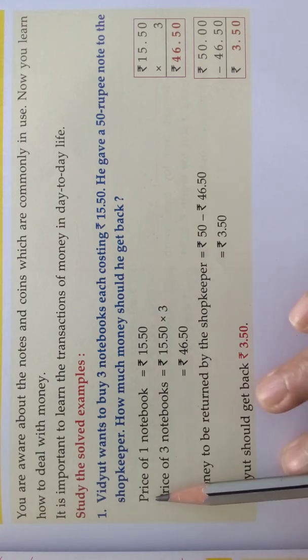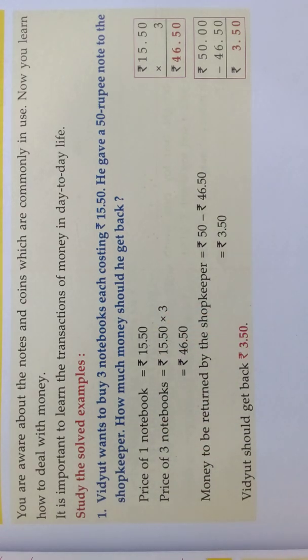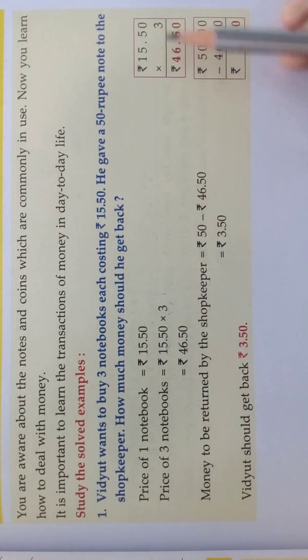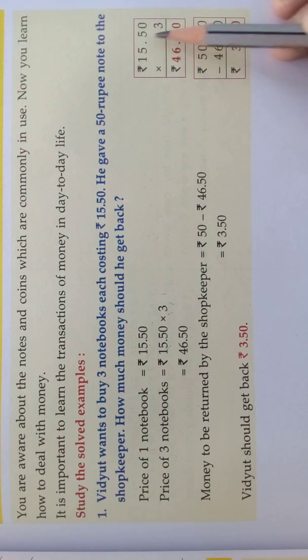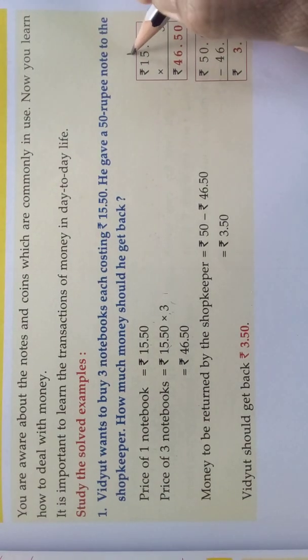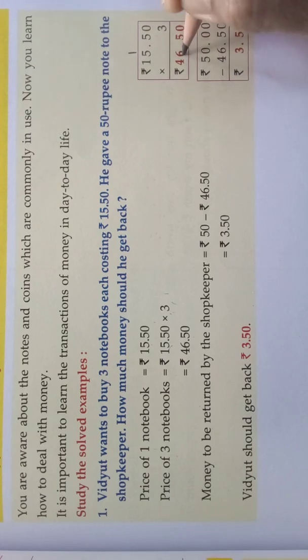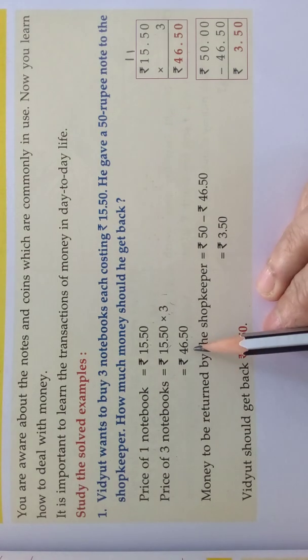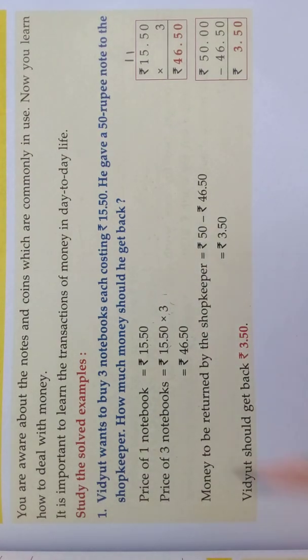Okay. See, the price of one notebook is 15 rupees 50 paise. So the price of 3 notebooks, you should do multiplication. One notebook is this much amount, so 3 notebooks means multiply by 3. You do it in the working place. 3 zeros are 0, 3 5s are 15 and 1 as carry. 3 5s are 15 plus 1, 16 and again 1 as carry. 3 1s are 3, 3 plus 1, 4. So 46 rupees 50 paise, that's the price of 3 notebooks.